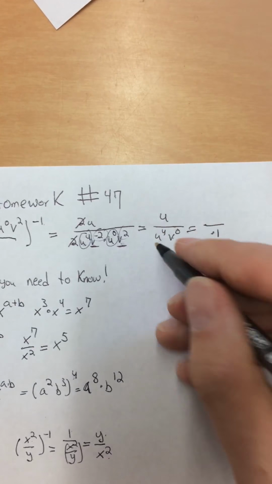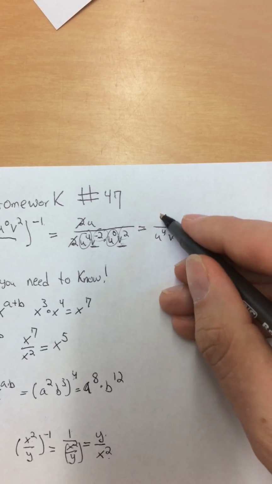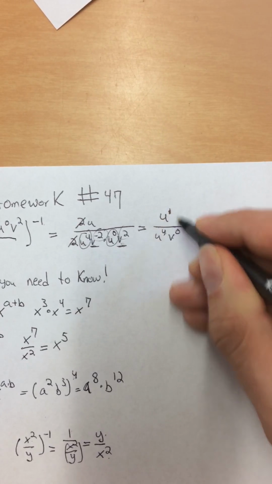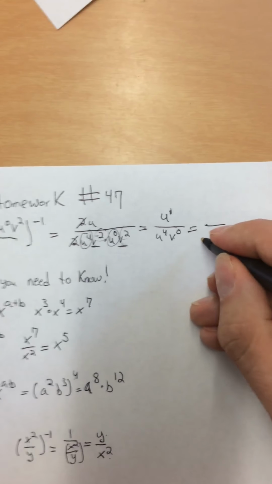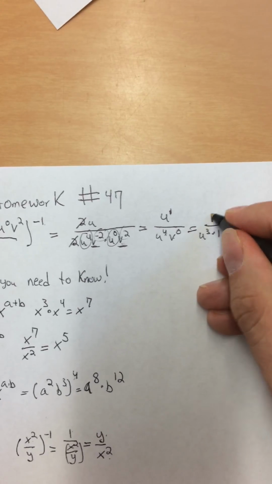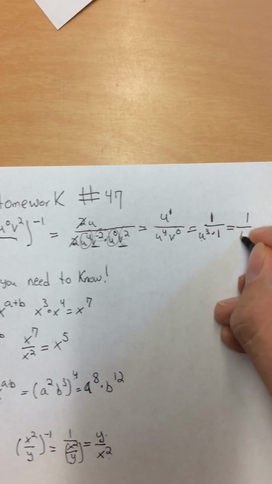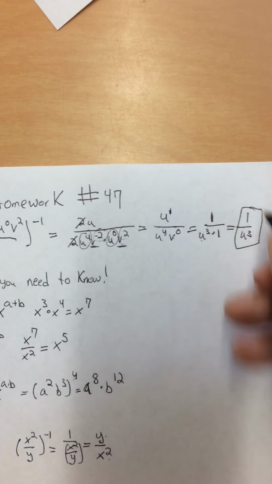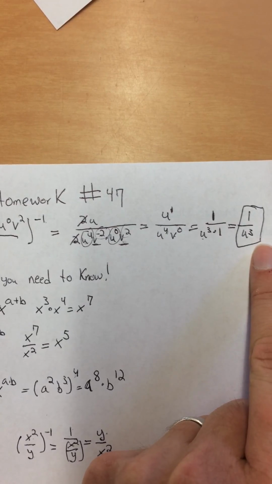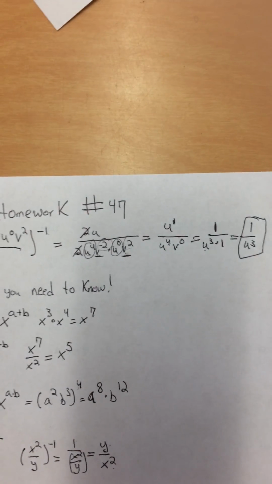The u's, remember that if you're dividing, you can subtract. Usually you subtract from the bigger one. So 4 minus, this has an invisible 1. 4 minus 1 is 3. So we're going to get u to the third in the denominator. If there's nothing left in the numerator, we need to put a 1. u to the third times 1 is 1. And so we get 1 divided by u to the third. This is simplified because it doesn't have any negative exponents. It doesn't have any exponents that can be simplified in any way.